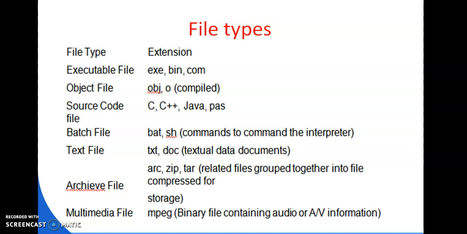Source code is C, C++, Java. Batch files are bat, sh, commands for the command interpreter. Text files are txt, doc, textual data documents. Zip, tar are related files grouped together into one file. Archive files are compressed for storage, and there are multimedia files. So these are the types of files.